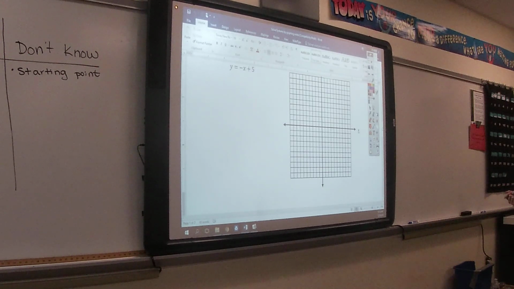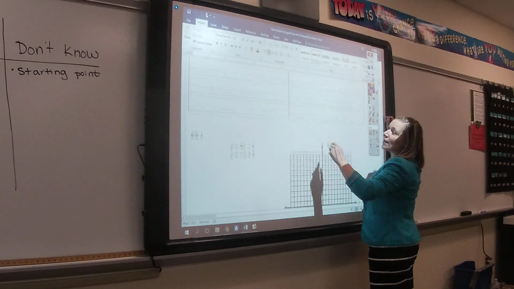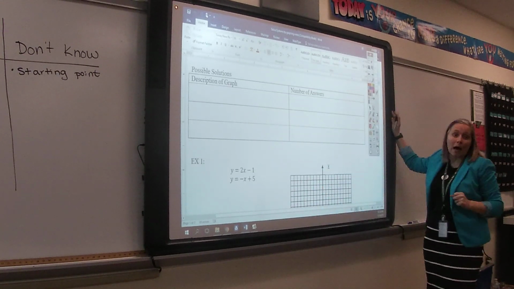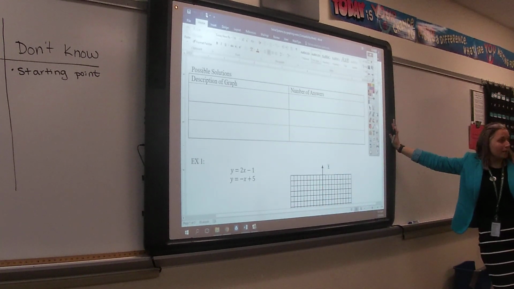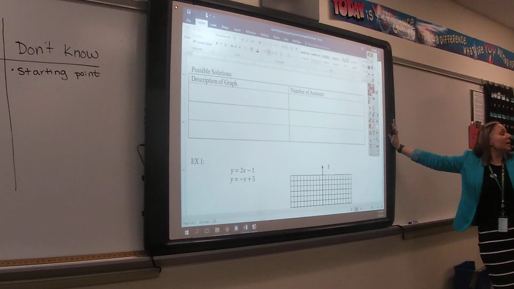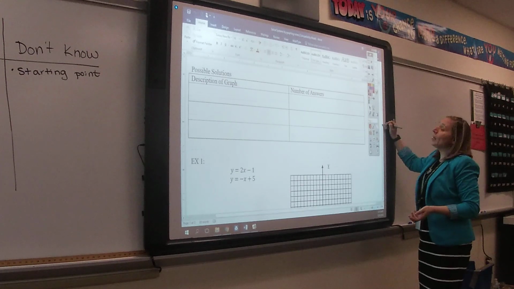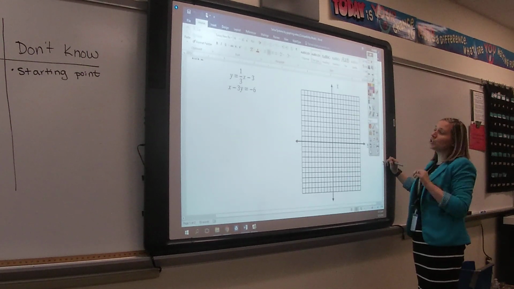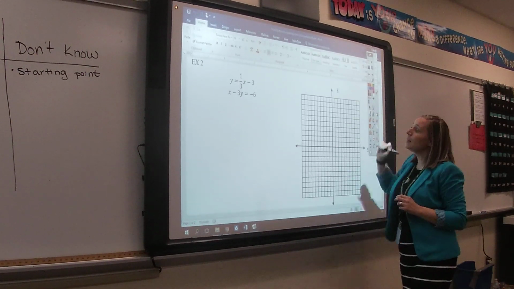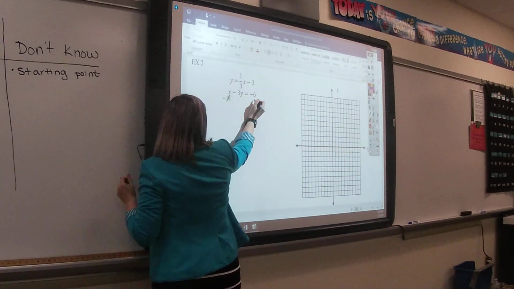Yep. Okay. Option number 2, we said that if we graphed and we got parallel lines, what would our solution be? No solution. Why was it no solution? Because they never cross. So we said when we looked at these two equations in example 2, we got parallel lines. We did get a graph on this one, correct?